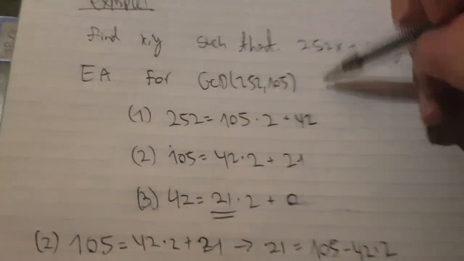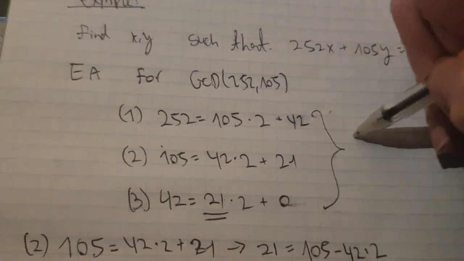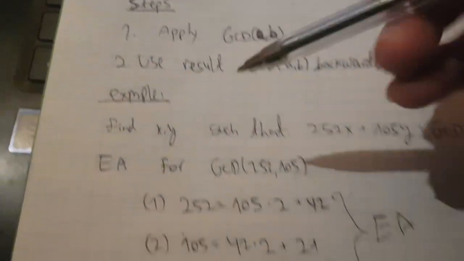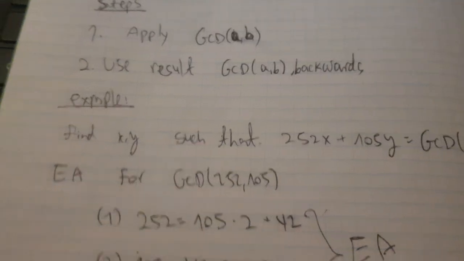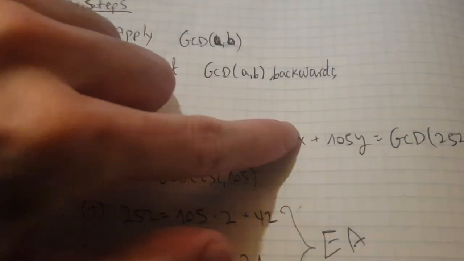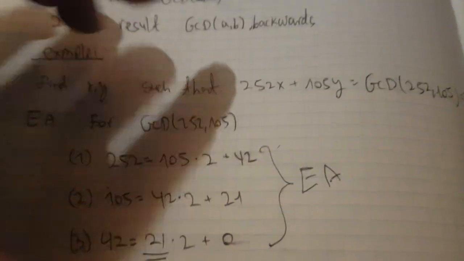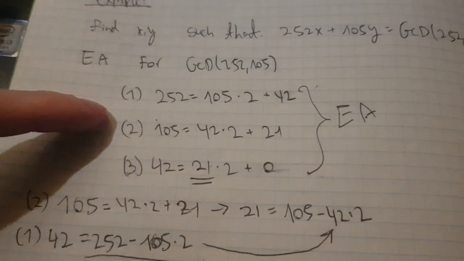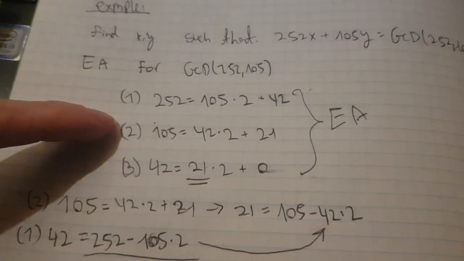This is the Euclidean algorithm. This is the part where we applied the Euclidean algorithm. This is step 1 that we saw. Now we are going to use the result of what we did and go backward to find those two coefficients. Let's do it. So we start by looking at this equation.